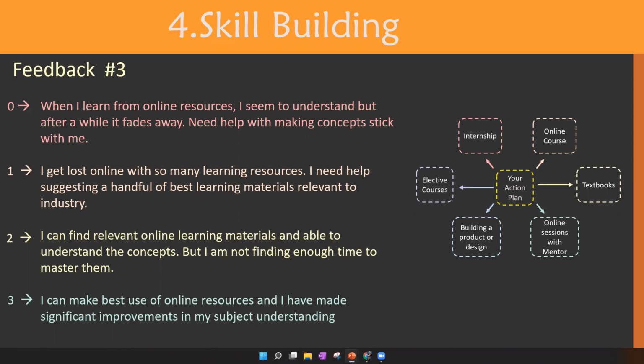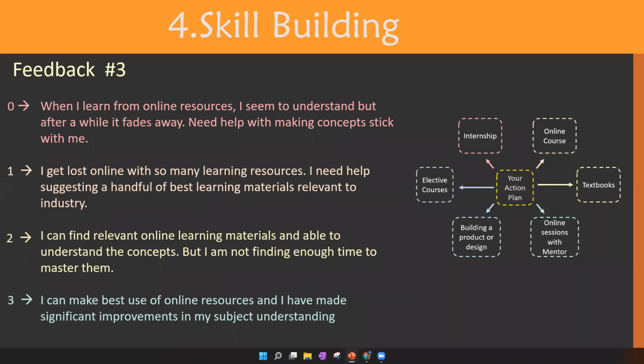So if you think you need help getting a suggestion of a handful of good learning materials that are really relevant to the industry, if you would like to get something like that, please go with choice 1. Some of us can work on these things. That's why I would like to know what will be really useful for you.